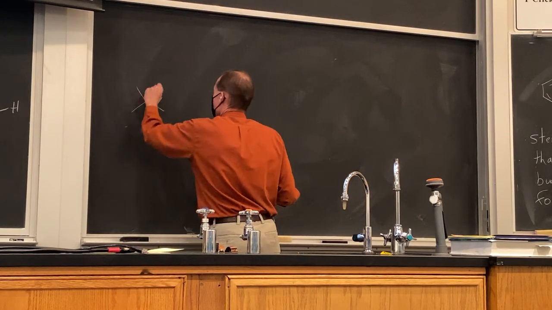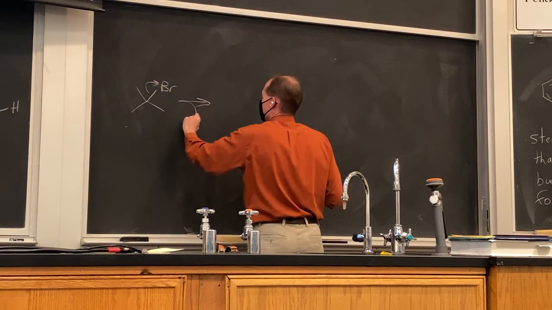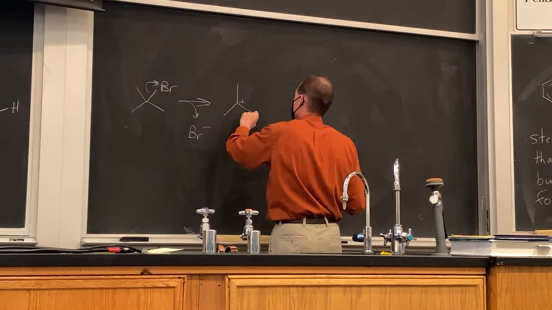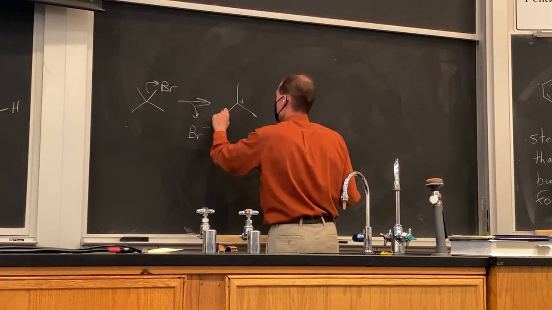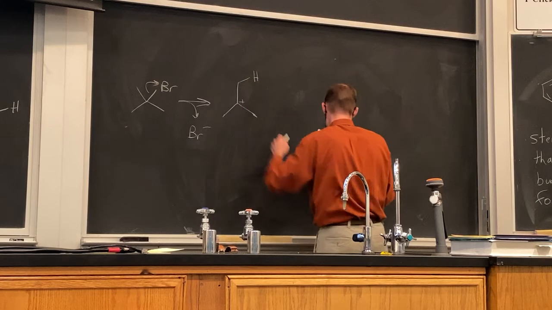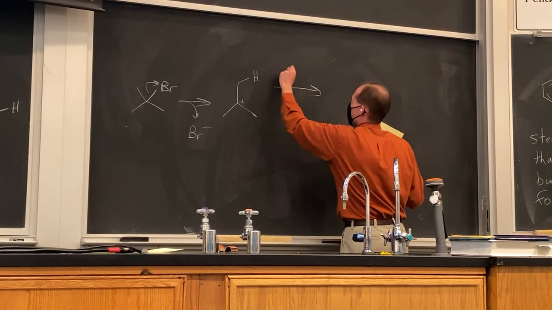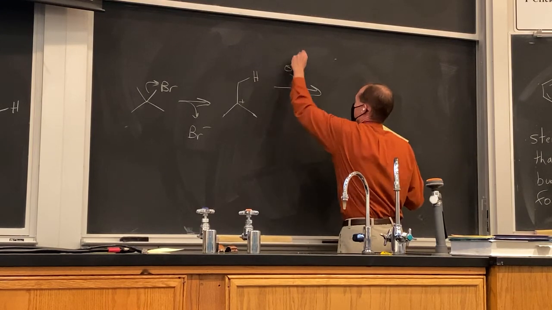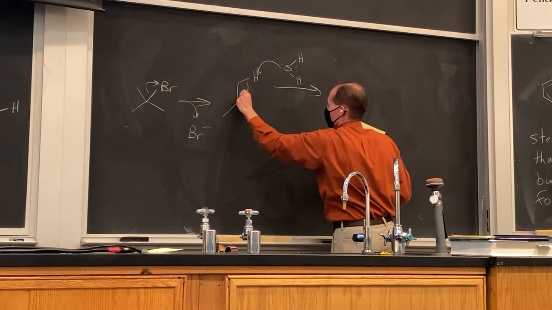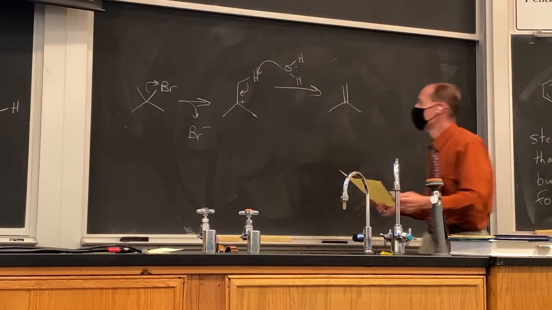So if we take a tertiary alkyl halide, and we wait for the leaving group to leave and generate our carbocation. In this chapter, we've seen that the carbocation gets deprotonated by a base, a weak base such as water. Okay, and that gives us an alkene.